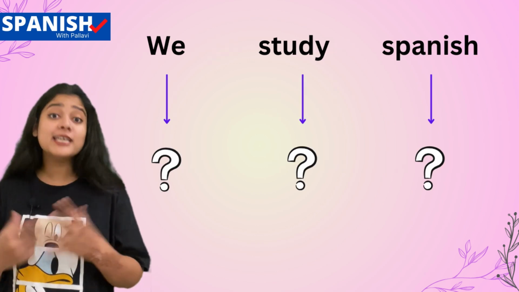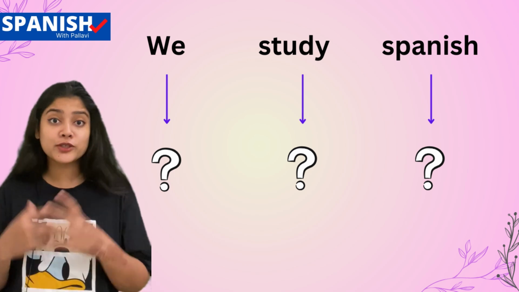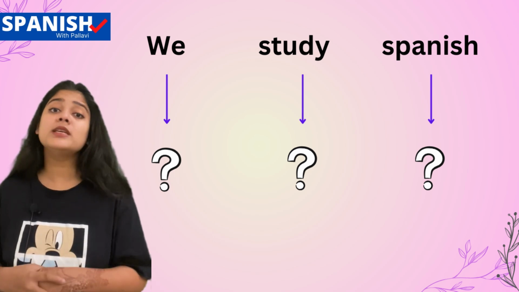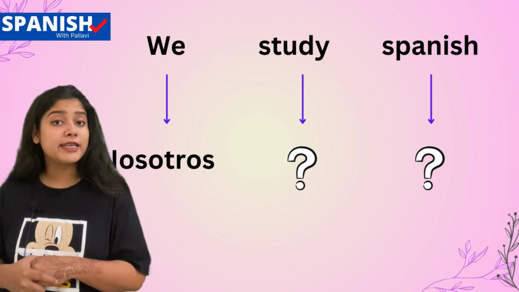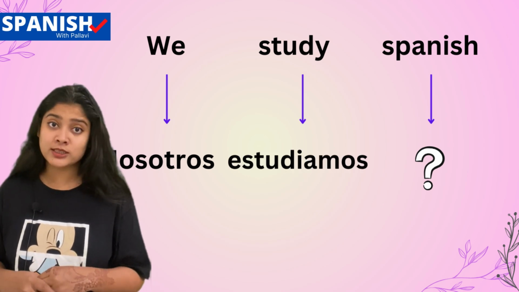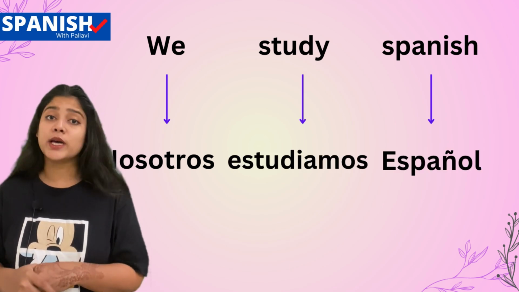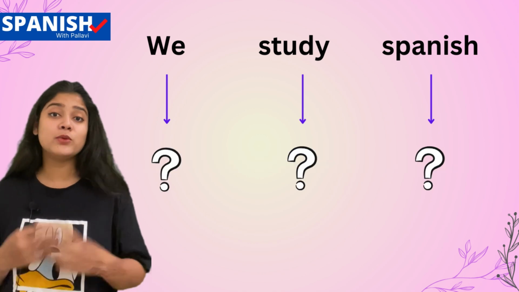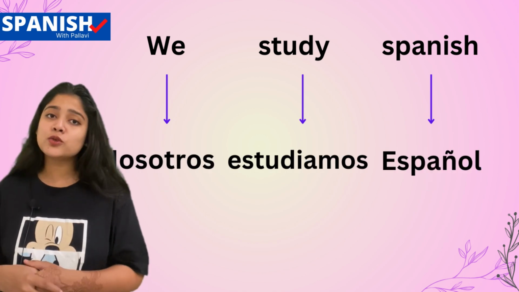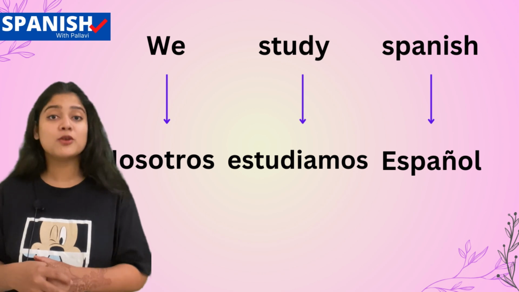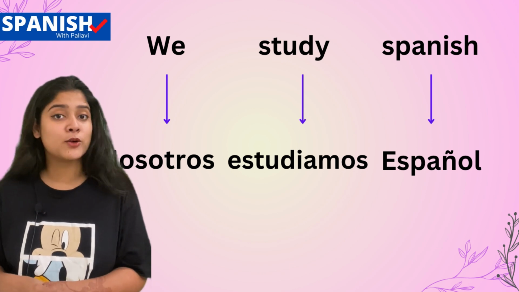Next. We study Spanish. How do you say that in Spanish? We will be nosotros. Study will be estudiamos. Spanish will be español. So the whole sentence will be we study Spanish. Nosotros estudiamos español.